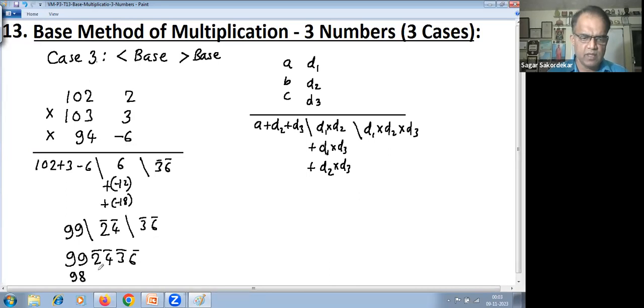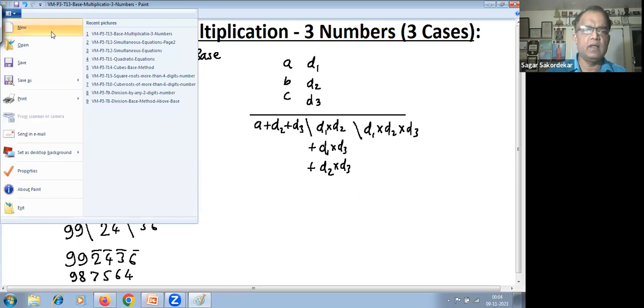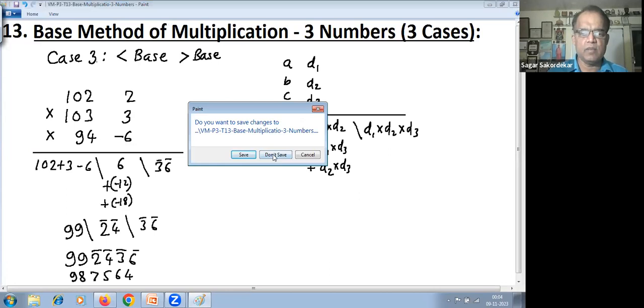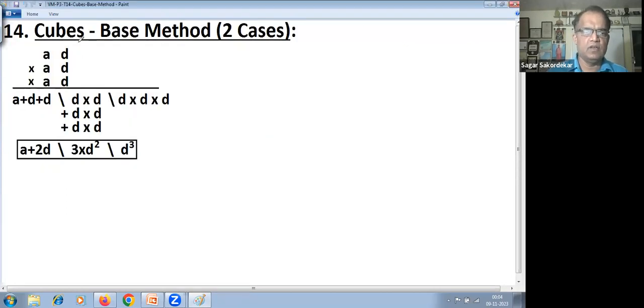This will reduce by 1. 9 minus 2 is 7. 9 minus 4 is 5. 9 minus 3 is 6. And last from 10, 10 minus 6 is 4. 9, 8, 7, 5, 6, 4. So you've taken all three cases and two examples. Try a number of examples yourself. So that completes topic 13. Now we'll go to topic number 14, which is just an extension or application of this cubes base method, two cases.